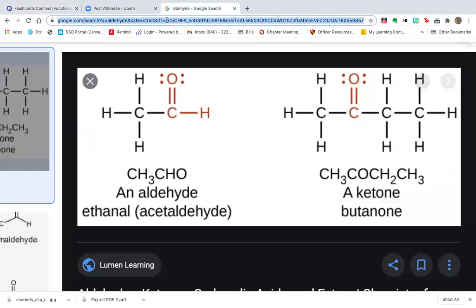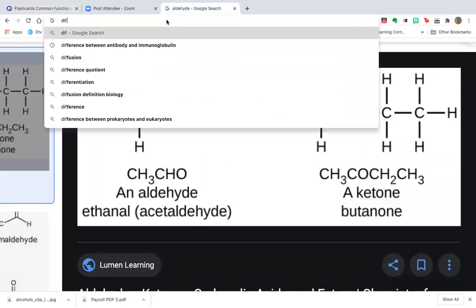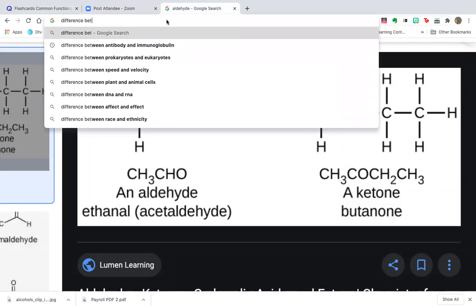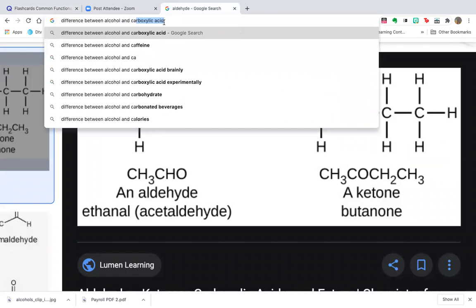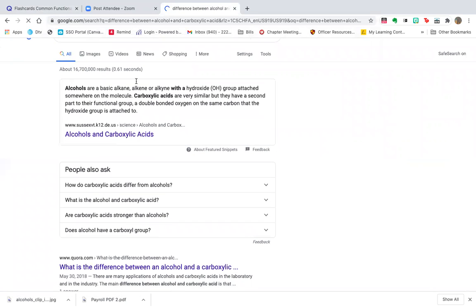But that is a very easy mix-up to make. Let me look up the difference. Alcohol and carboxylic acid. There we go.